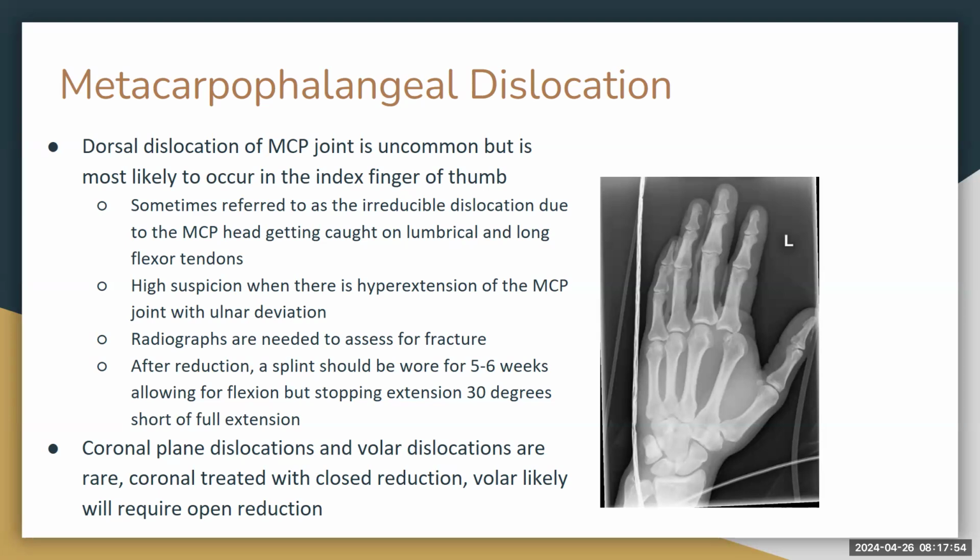Of course, radiographs are needed to assess for fracture. And then after you reduce them, you want them in a splint for 5 to 6 weeks, allowing for flexion, but you want to stop extension 30 degrees short of full extension. Coronal plane dislocations and volar dislocations are rare. Coronal is treated with closed reduction, and volar will require open surgery most of the time.